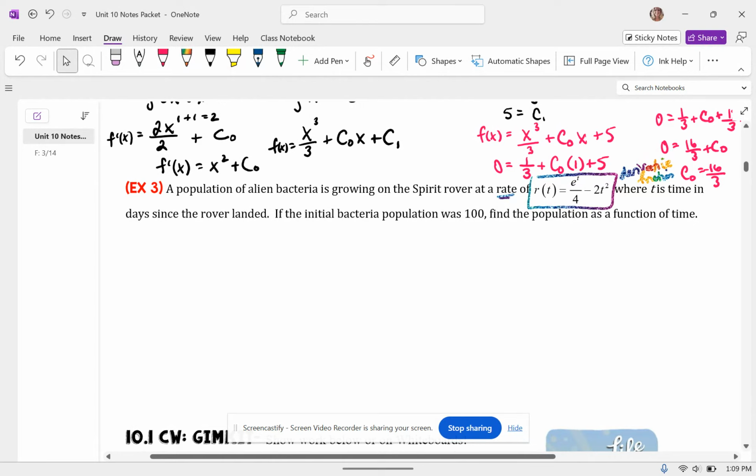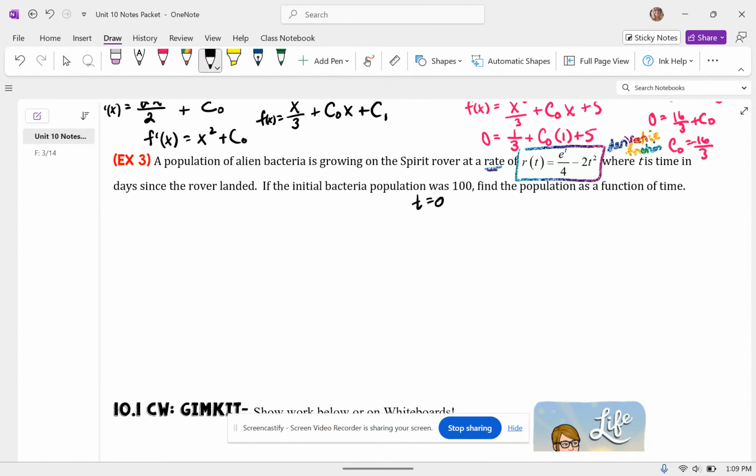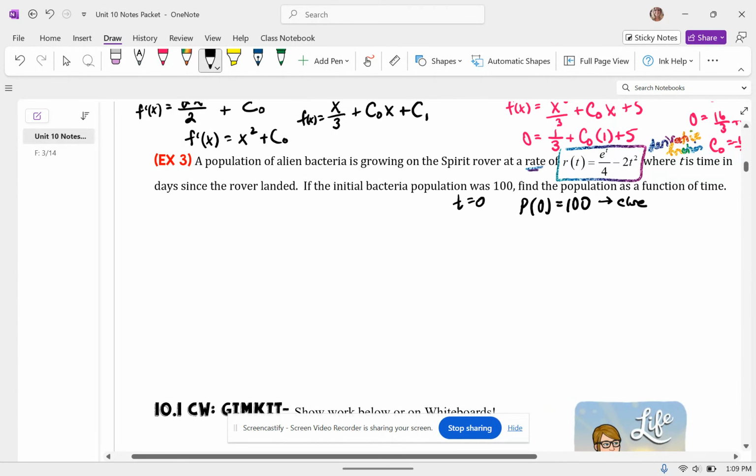Where t is time in days since the rover landed in Jack's backpack. If the initial bacteria population was 100, what does initial conditions mean? t equals 0. Good job. Okay, so now it says find the population as a function of time. So P of 0 equals 100. That is our clue. We were given the rate function, aka the derivative, and we're trying to get to the original. So let's go ahead and integrate the rate function.